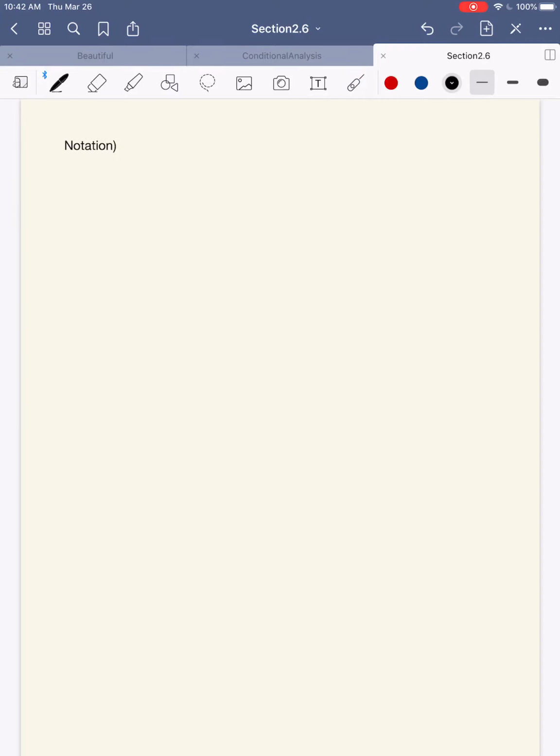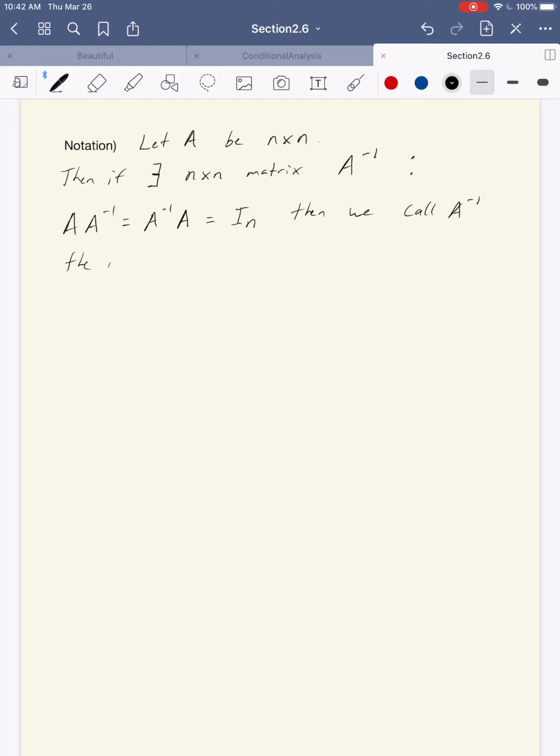All right, so let's go ahead and give a little bit of notation here. Let A be n by n. Then, if there exists an n by n matrix, which we will note A^-1, such that A times A^-1 is A^-1 times A equals I_n, then we call A^-1 the inverse of A.